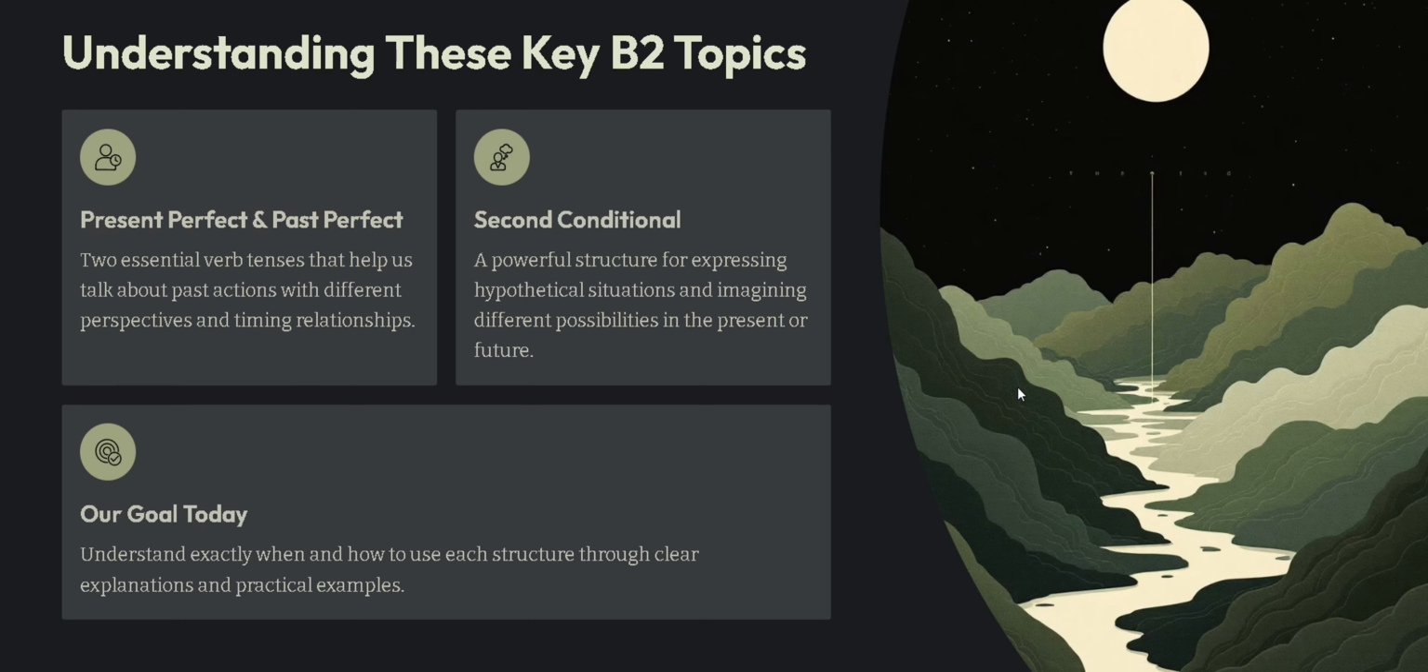The second conditional is one of the most powerful structures that allow you to understand and express hypothetical situations and try to imagine different possibilities in the present or the future. So the goal of this small class is to understand exactly when and how to use each structure, through a clear explanation and some practical examples.